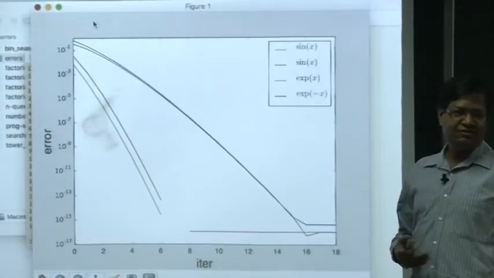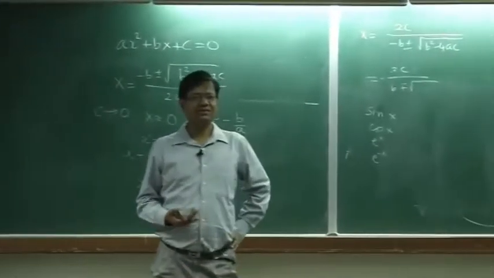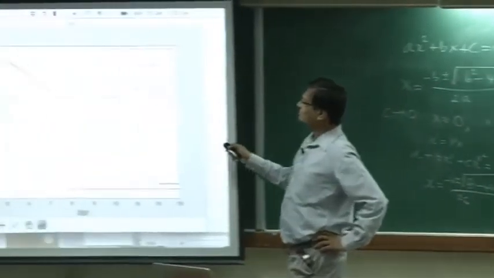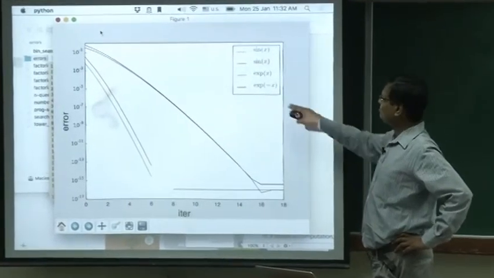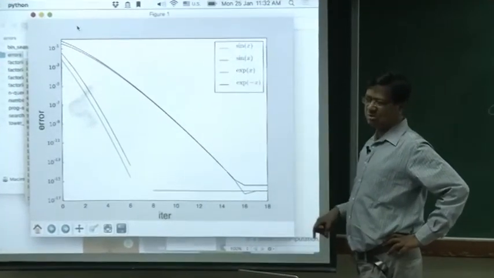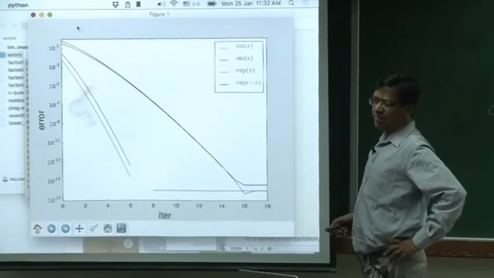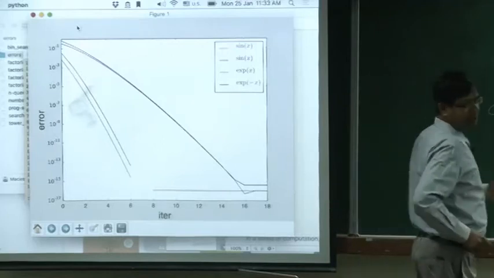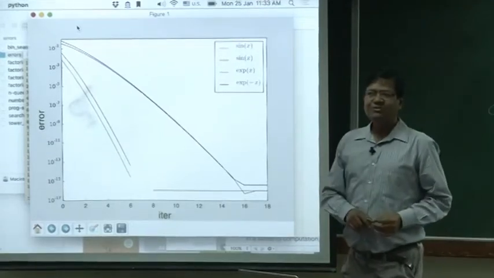Among the computation of functions, exponential happens to be a very expensive operation, and even for exponential minus x, you might expect that because of the sign change, plus minus, this should converge quickly, but it does not. It is slow. So, this is how we compute the error because of approximation. When I had this long infinite series, I truncated it and I get an error.